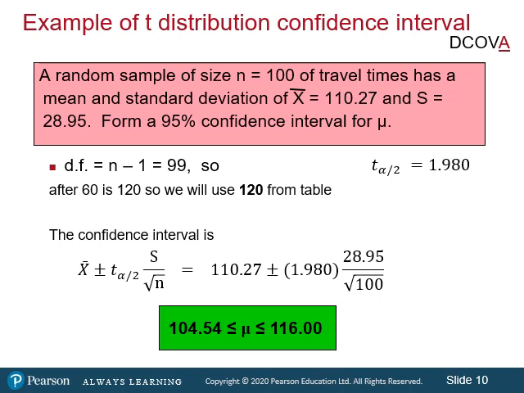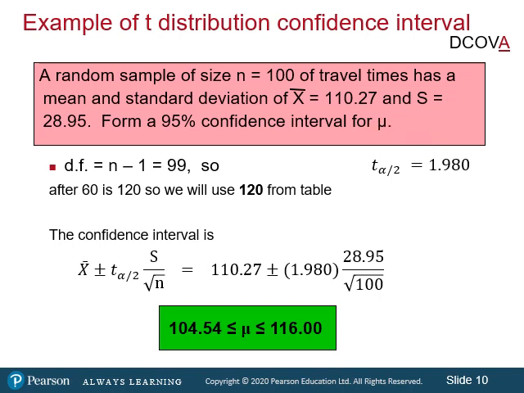So let's say we look at an example which gives you this scenario. A random sample of size n equals 100 of travel times has a mean and standard deviation of x bar equals 110.27 and a standard deviation of 28.95. Form a 95% confidence interval for mu.